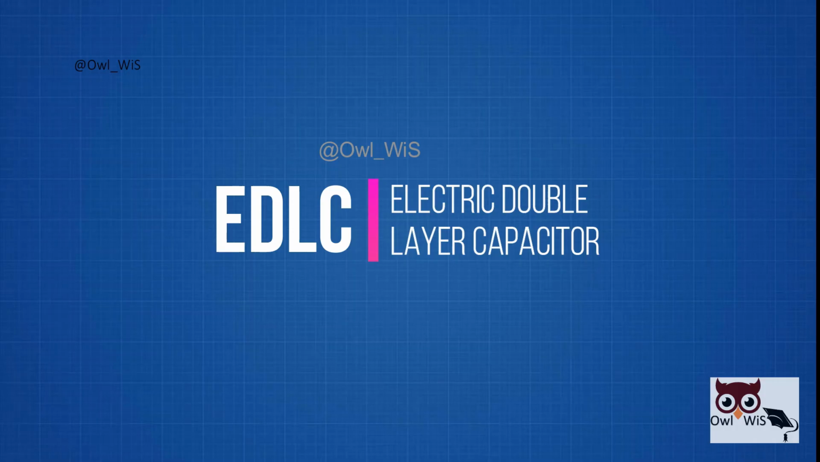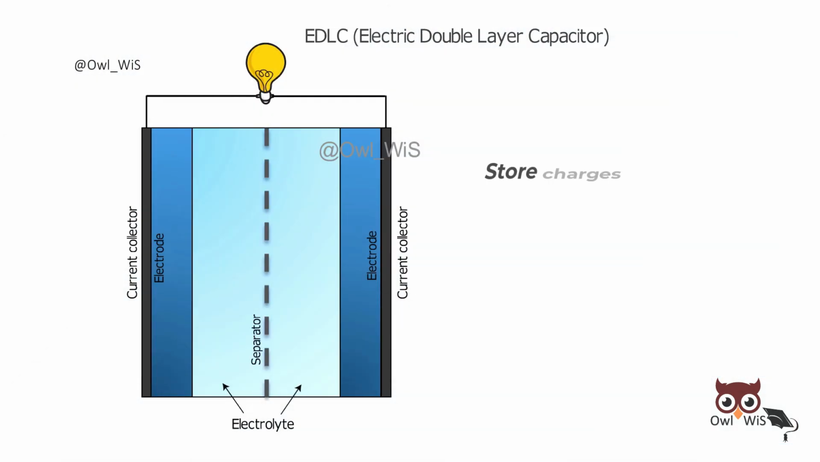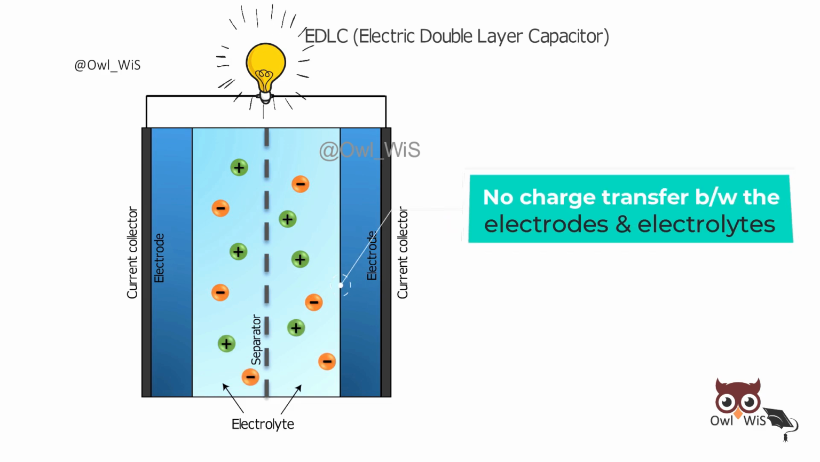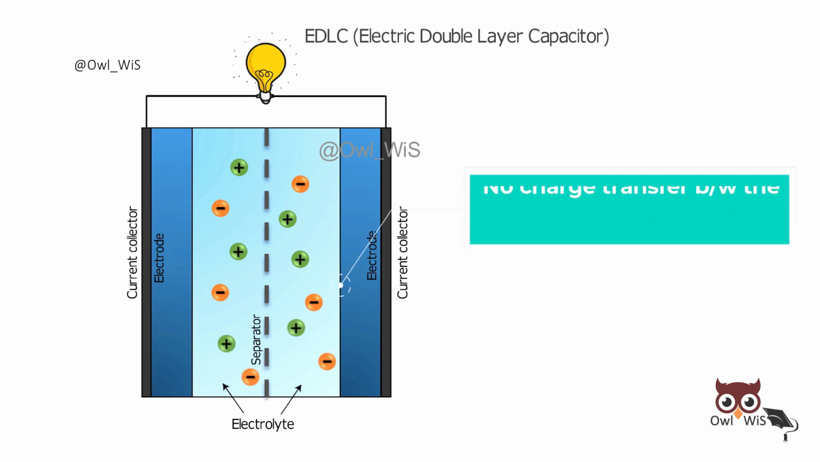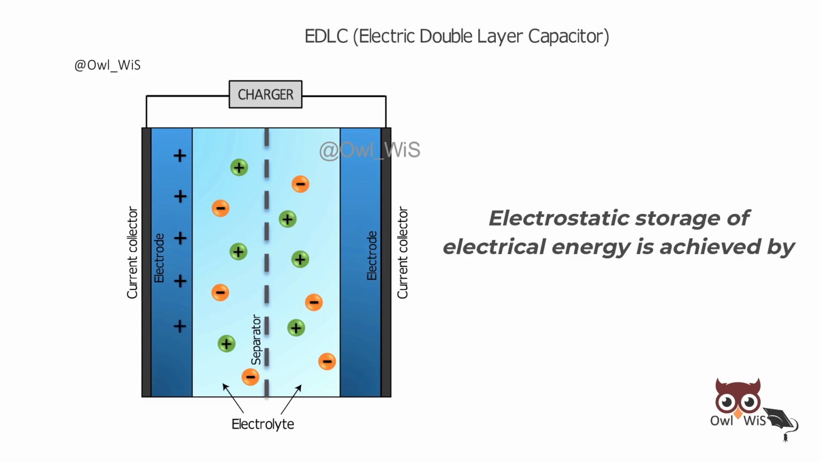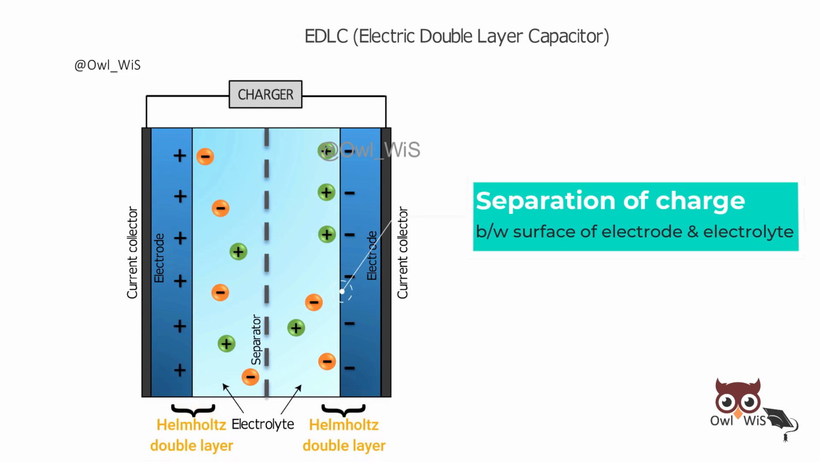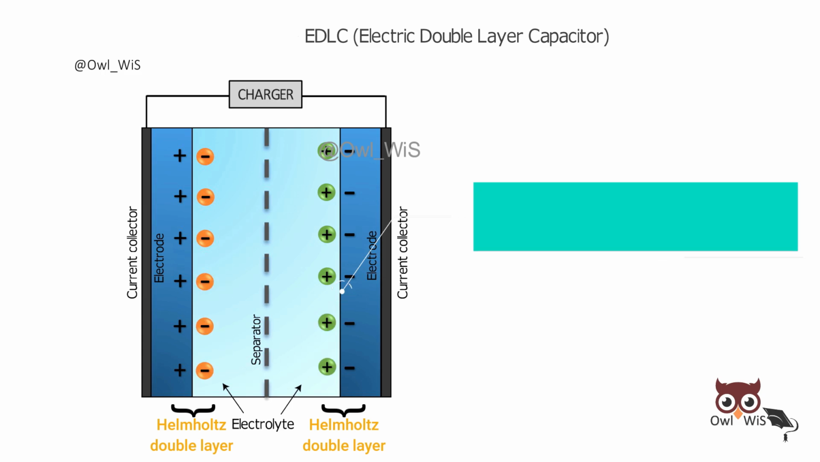EDLC, Electric Double Layer Capacitor. EDLCs can store charges through static electricity or non-Faradaic processes which do not involve charge transfer between the electrodes and electrolytes. Electrostatic storage of the electrical energy is achieved by the separation of charge in the Helmholtz double layer at the interface between the surface of a conductor electrode and an electrolyte.